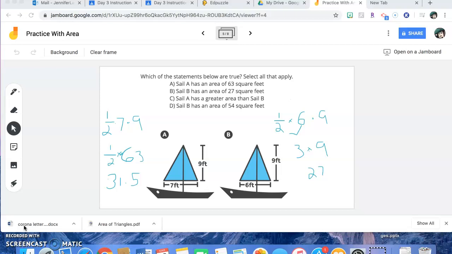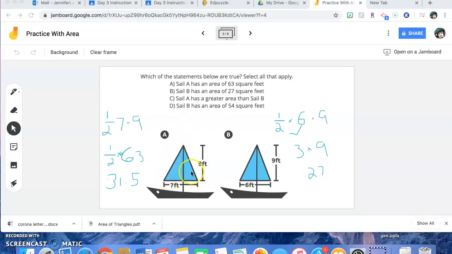So we're just going to go over one of the Freckle questions that like 60% of the class got right. So some people struggled with it. Most of us did get this one right though. So it says, which of the statements below are true? Select all that apply, so we know it can have more than one answer.